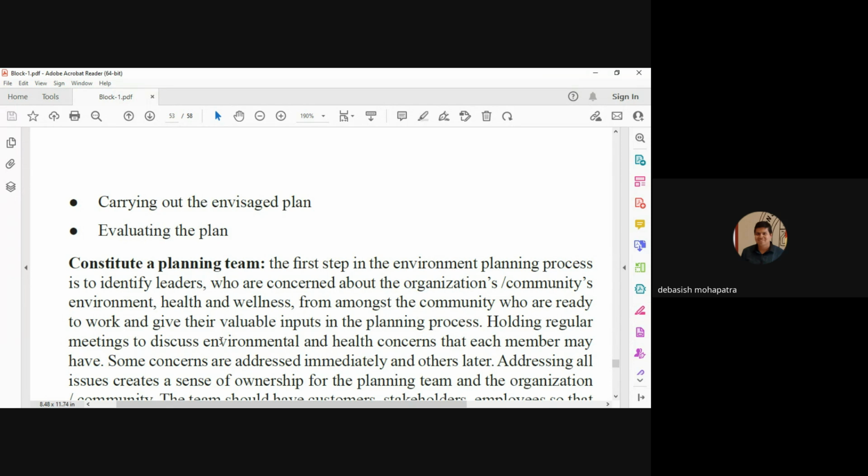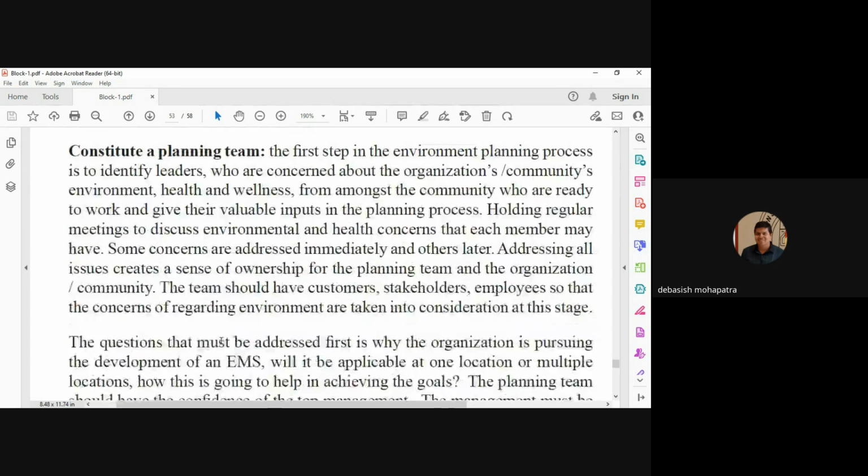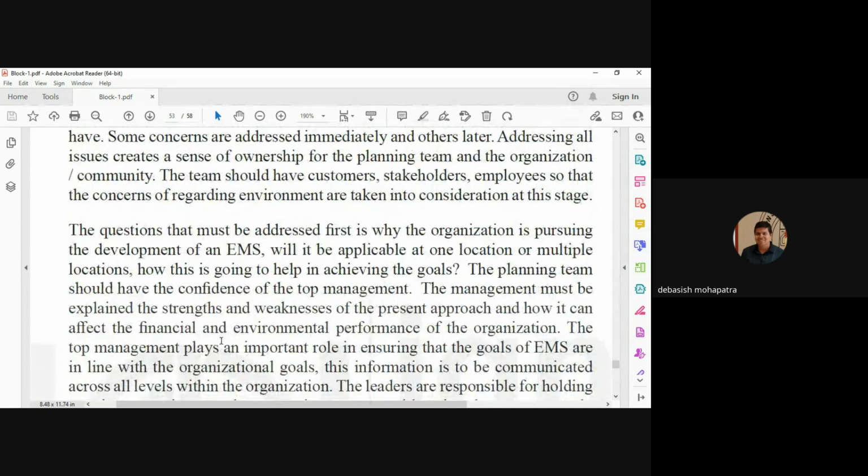Then constituting a planning team. The first step in the environmental planning process is to identify leaders who are concerned about the organization, community, environment, health and wellness. Okay, this is the planning team which will consider the wellness of different people. They should be in the team. The question that must be addressed first is why the organization is pursuing the development of an EMS. Will it be applicable at one location or multiple locations? How is this going to help in achieving the goal?